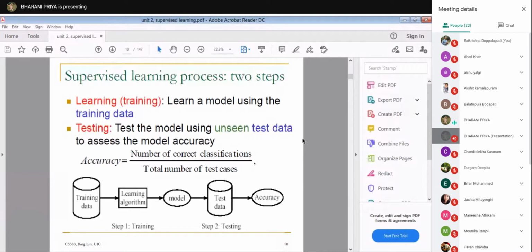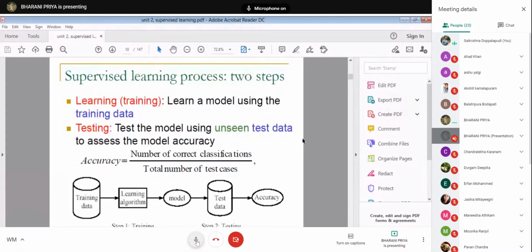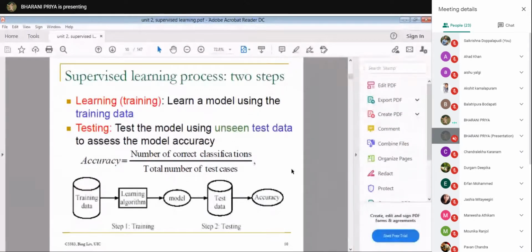Now it is clear. Shall I repeat what I said? The data should be equally distributed, especially the class labels. Do you want me to repeat the entire thing, or shall I proceed?